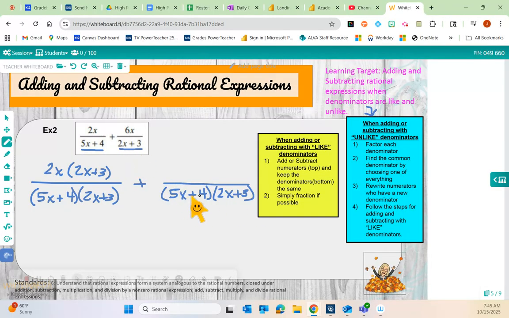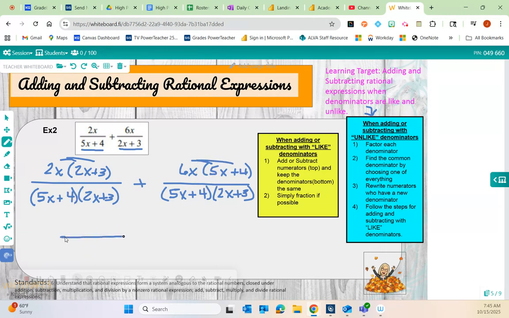This denominator is new because we've multiplied it by 5x plus 4. So that means we've got to multiply the top by the same thing we multiplied the bottom by, which is 5x plus 4. Then it says follow the steps for adding and subtracting like denominators. So then I just go ahead and add or subtract the numerators. Before I can add or subtract, though, I do have to distribute.